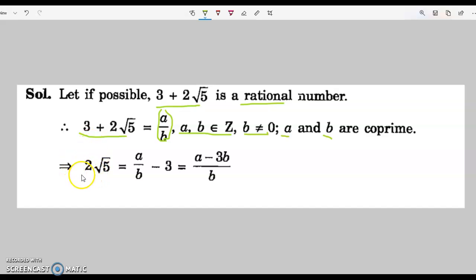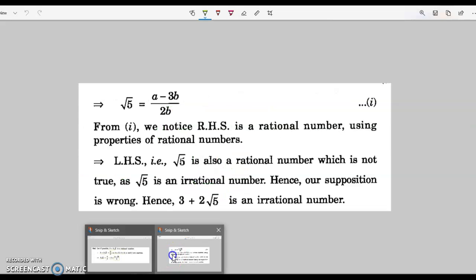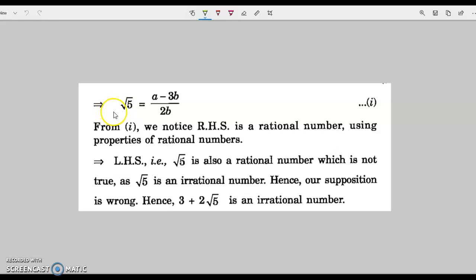So by that, 2 root 5 is equal to a by b minus 3. I am sending this 3 to this side, and by taking LCM you get a minus 3b by b. Next. So by that you send 2 this side and you get root 5 is equal to a minus 3b by 2b. I am taking it to be equation 1.